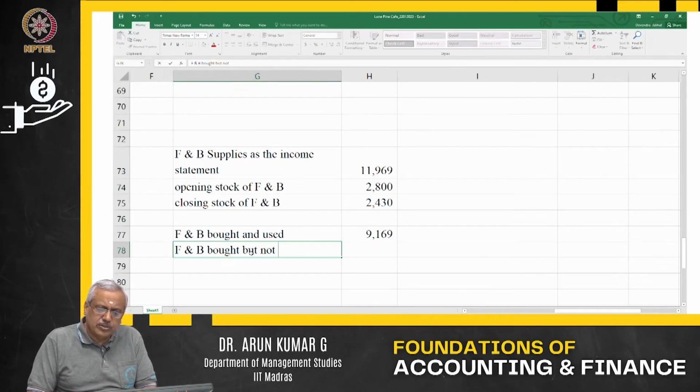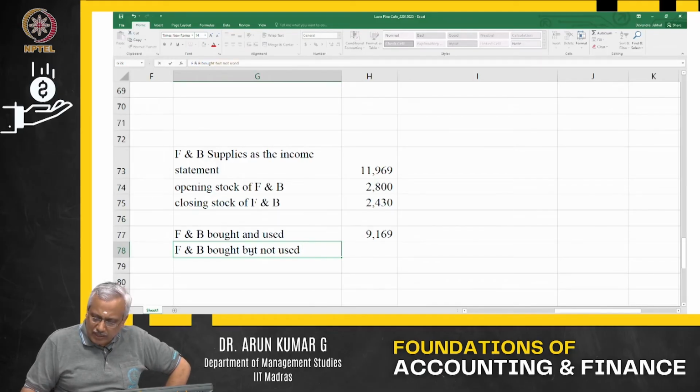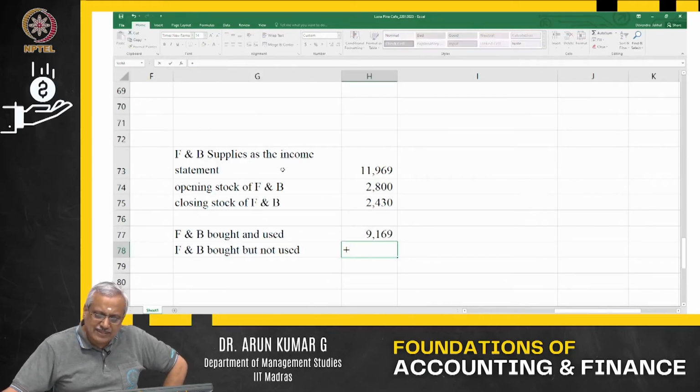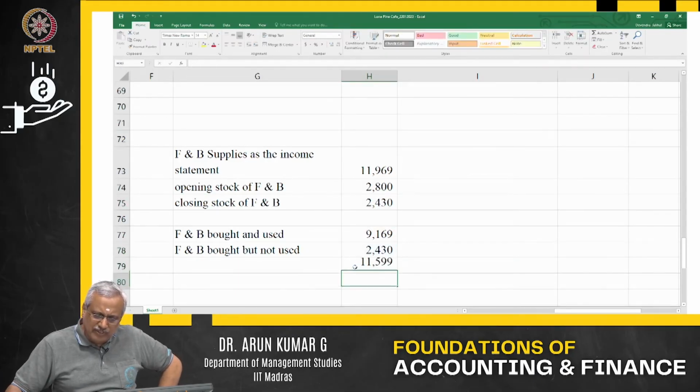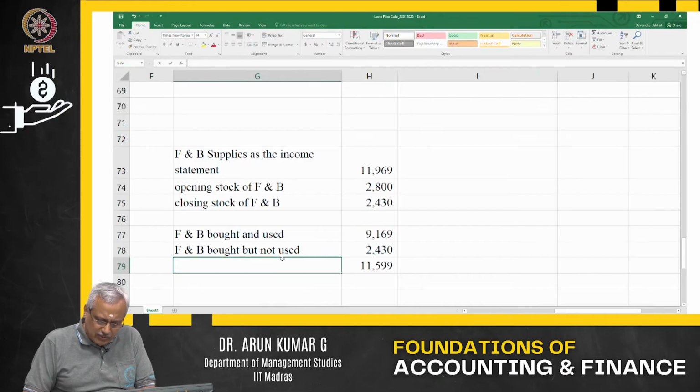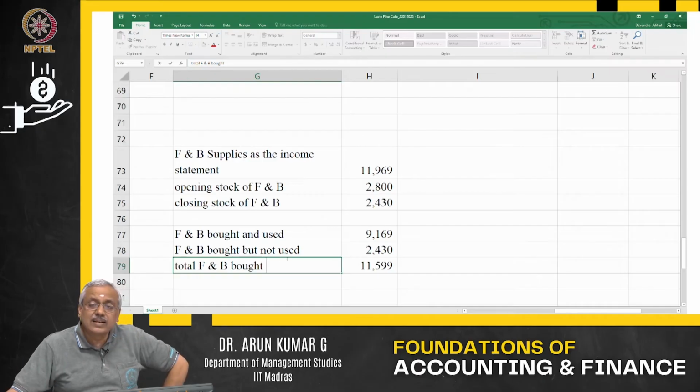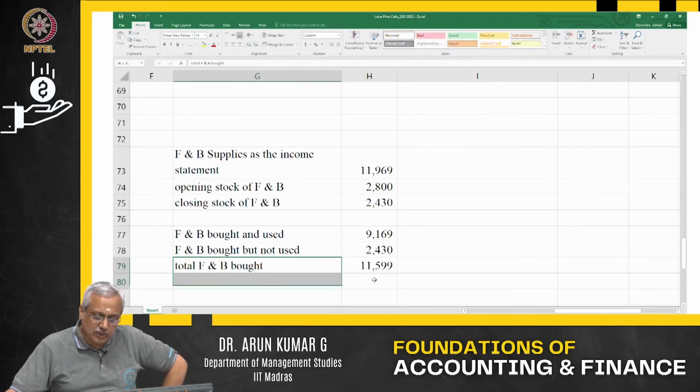Now F&B bought but not used. Not used means what? Not used means that is basically there in the closing stock for you. That is what is not utilized. So what is the total F&B bought? Total F&B bought is 11,599.